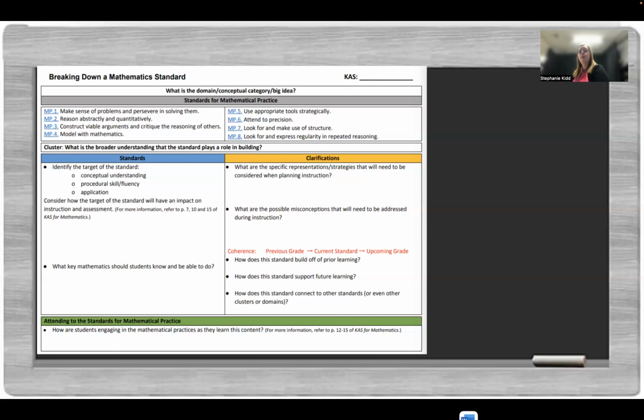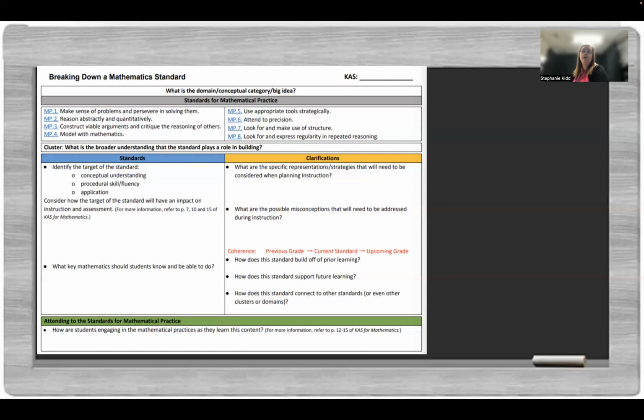And what strategies am I going to teach my students? Of course, they have multiple strategies in their little wheelhouse to be able to pull from. And then again, what are the possible misconceptions my students may have during that instruction? This is important because I can also look at what prior knowledge I need to make sure my student has, along with misconceptions.